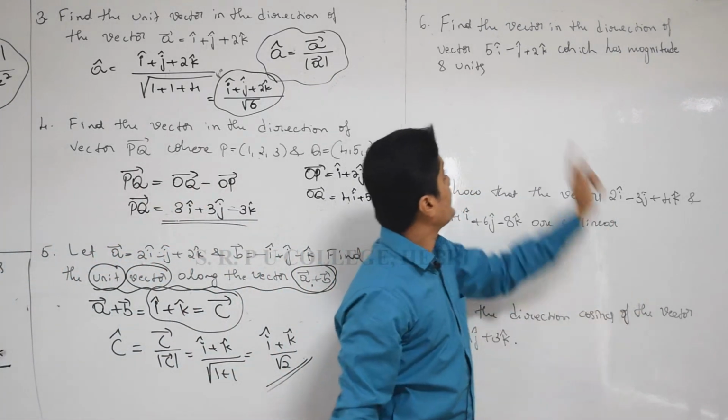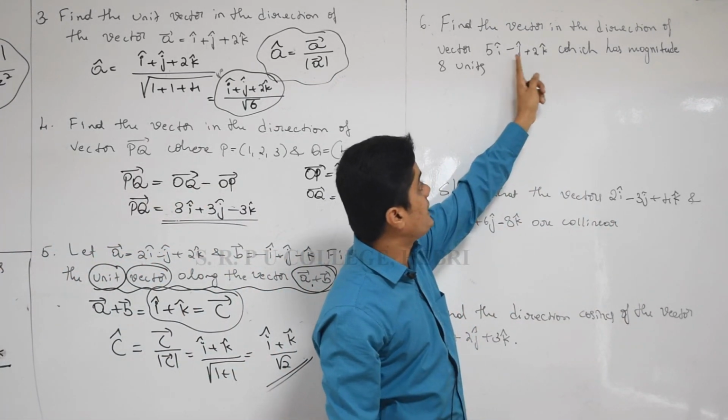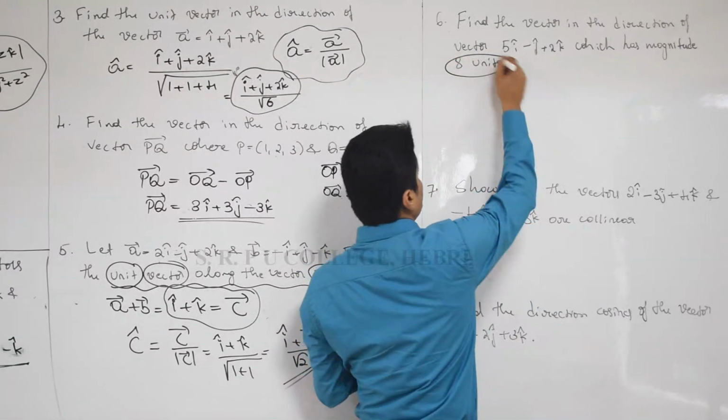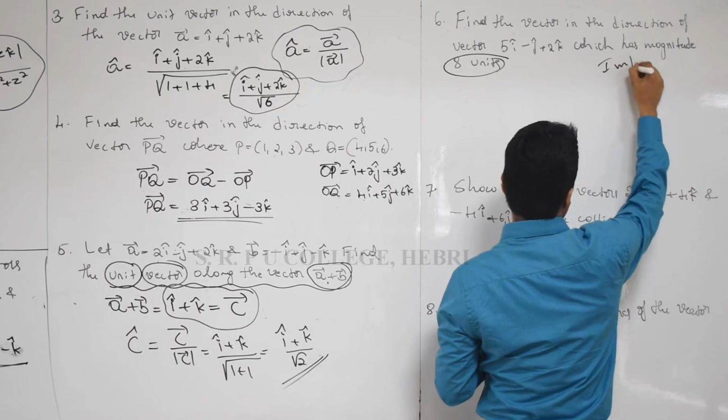Next question: find the vector in the direction of vector 5i minus j plus 2k which has magnitude 8 units. It's an important question. Important question.